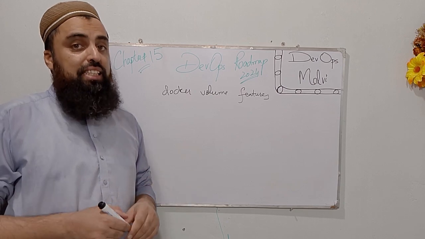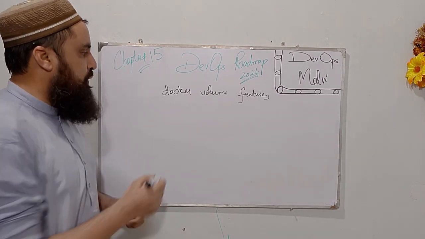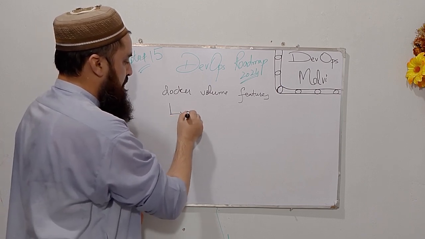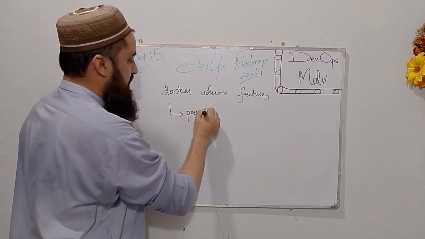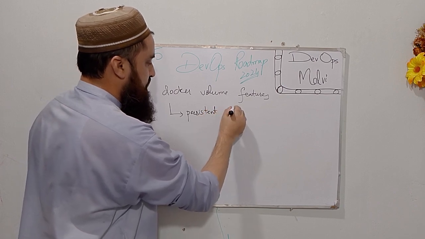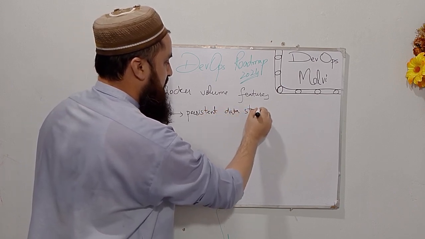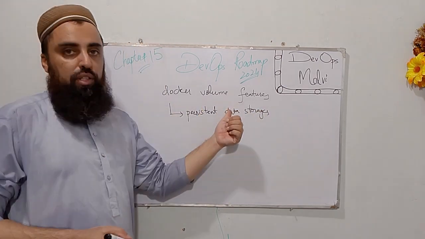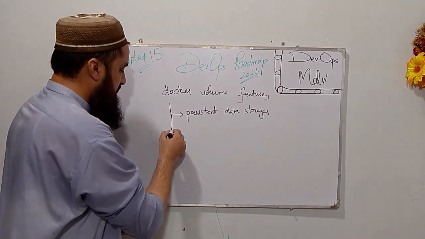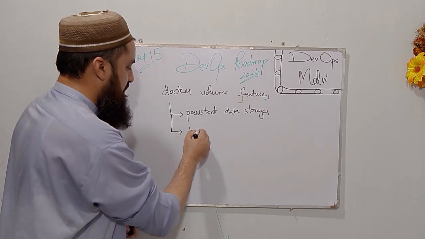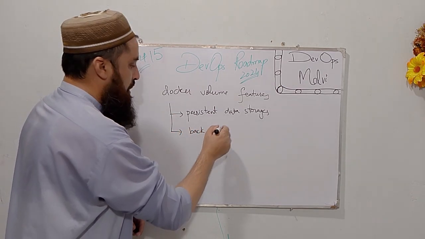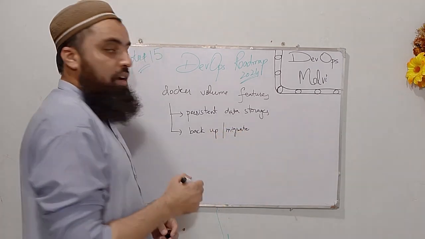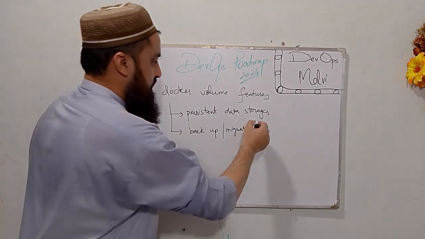So now let's discuss a couple of Docker volume features. First of all, we know that Docker volumes are used for persistent data storage. That is one of the key advantages or benefits or features of Docker volumes. We can easily back up and migrate Docker volumes among different Docker hosts.